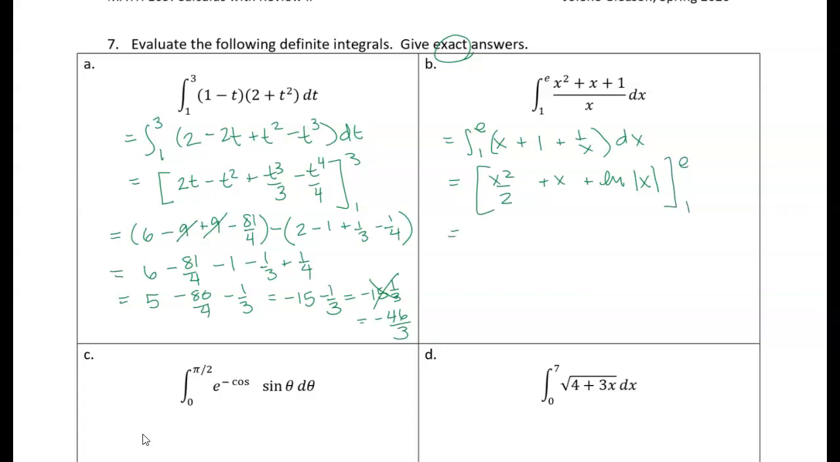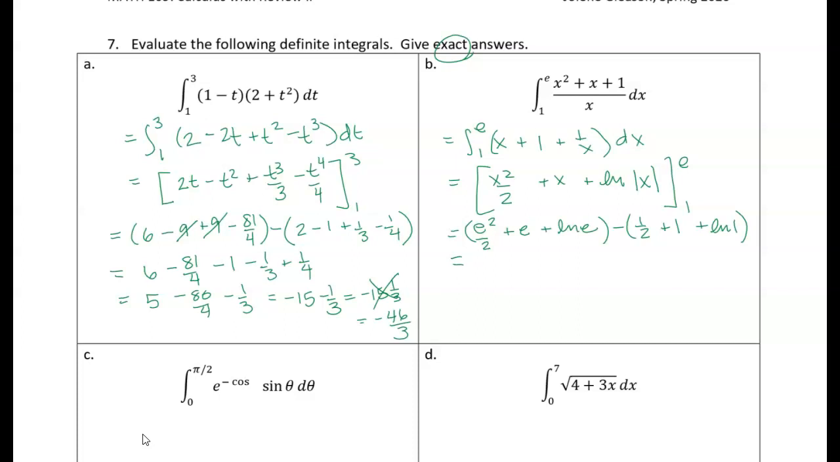All right, so we're going to take the upper limit. We're going to get e squared over 2 plus e plus the natural log of e. I don't need the absolute value anymore because e is positive. And then I'm going to subtract the antiderivative evaluated at the lower limit, so I get 1/2 plus 1 plus the natural log of 1. All right, so now we just need to simplify that.